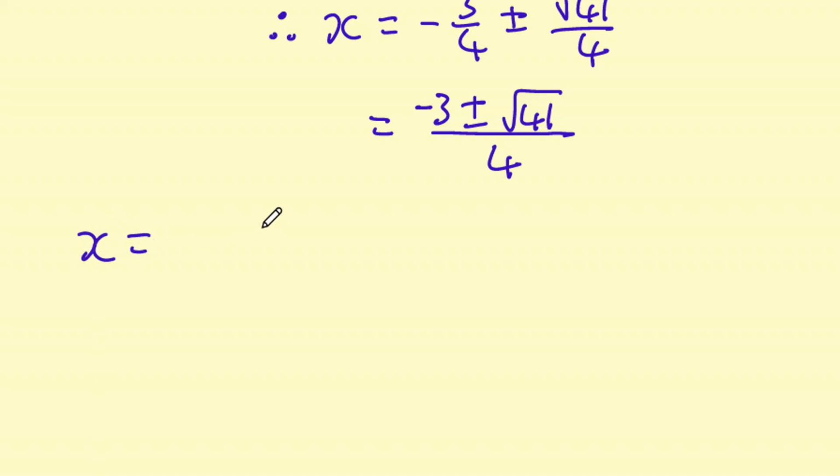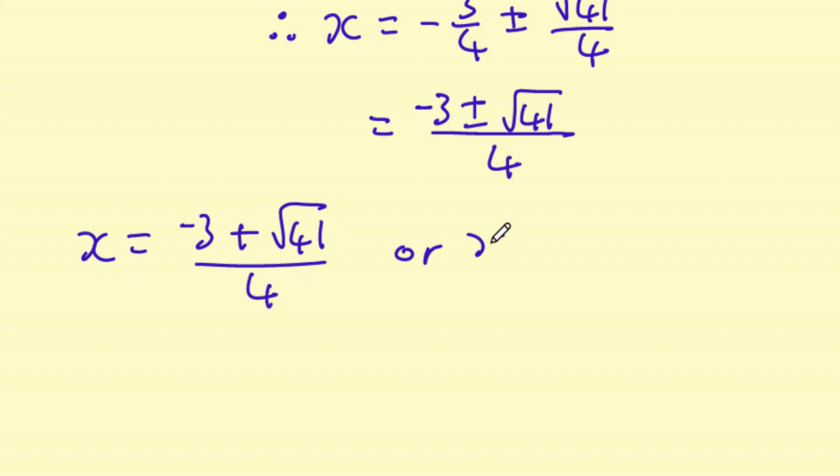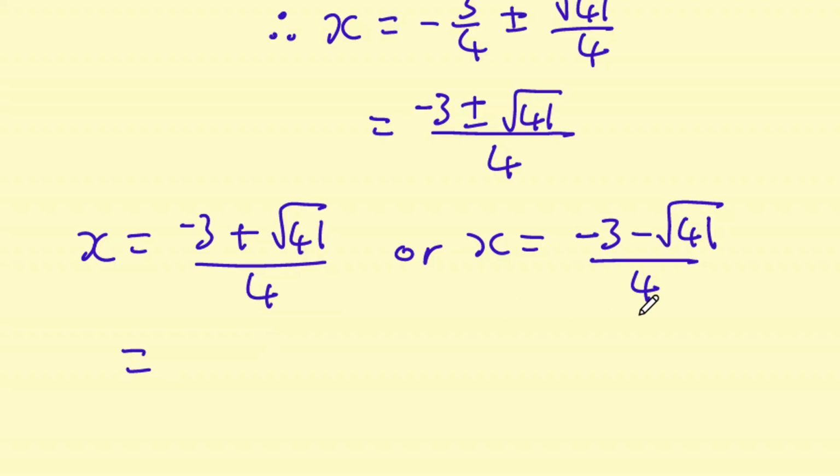So it's one fraction. So x will equal -3 plus the square root of 41 all over 4, or x equals -3 minus the square root of 41 all over 4. And these we can work out on a calculator. In this case, x is equal to 0.85 using a calculator. And here x is equal to -2.35.